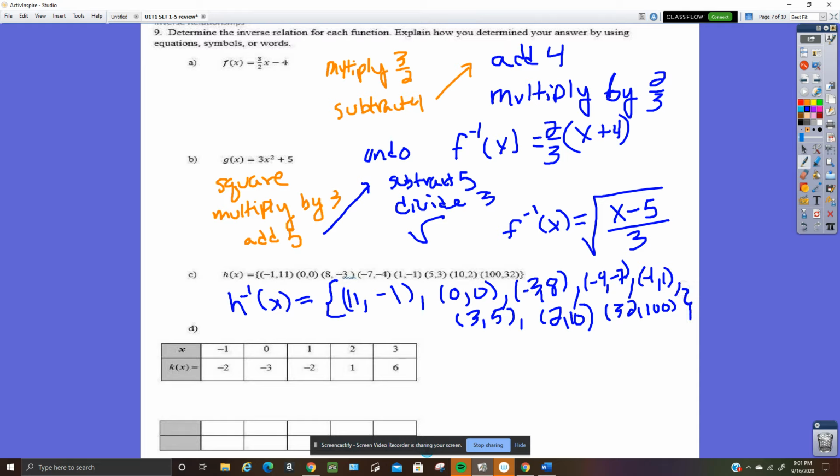So some of you on the Desmos activity were just negating these things. Don't just do the opposite. You actually want to swap the x and y values there. So this one here, x and the inverse would be -2, -1, -3, 0, -2, 1, 1, 2, and 6, 3.